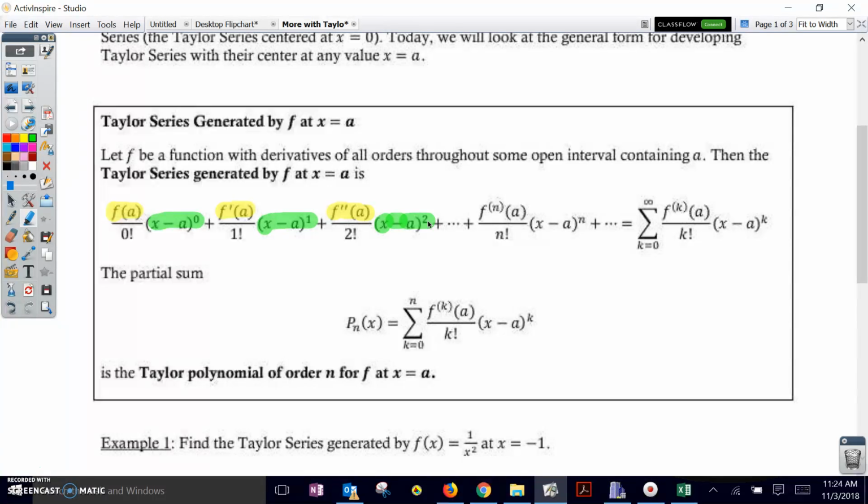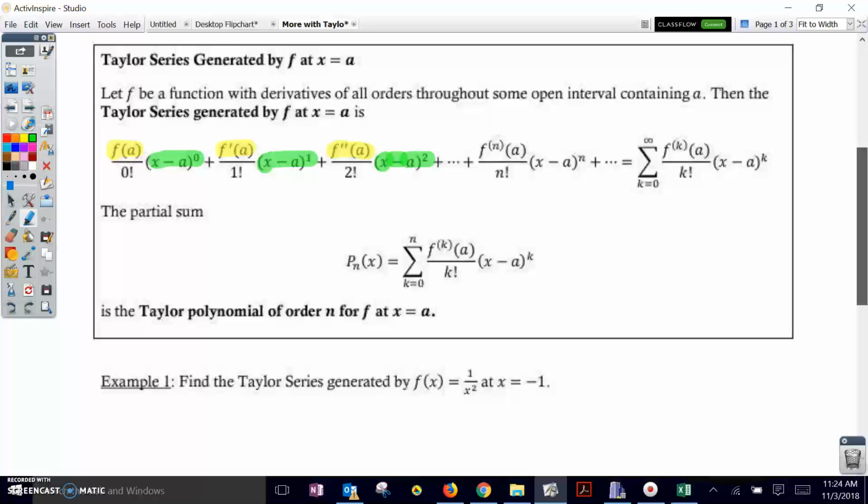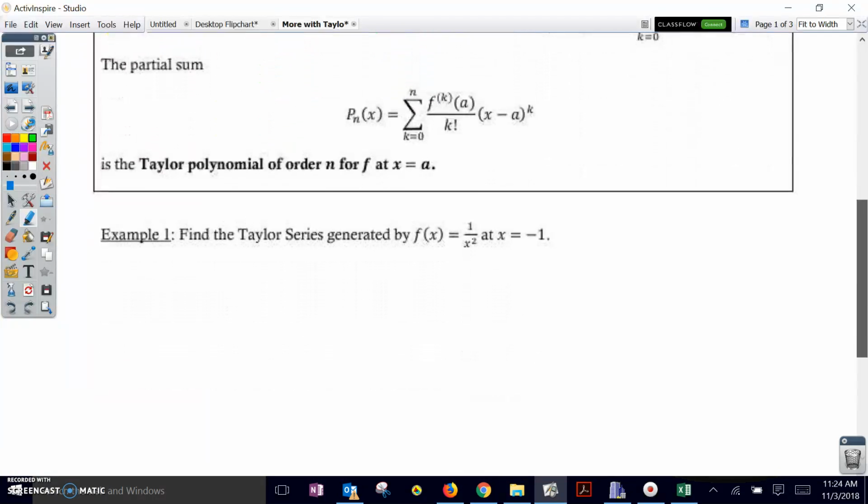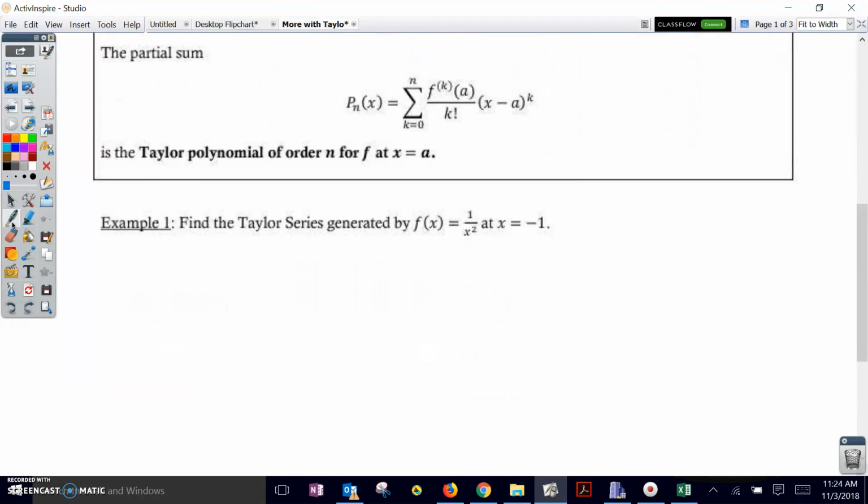So let's look at this in practice in example 1. Find the Taylor series generated by f of x equals 1 over x squared at x equals negative 1. In order to do this, I need to find the value of the function at x equals negative 1 and various derivatives at x equals negative 1. I'm going to start by finding the value of the function at negative 1, and that's 1 over negative 1 squared, which is positive 1.